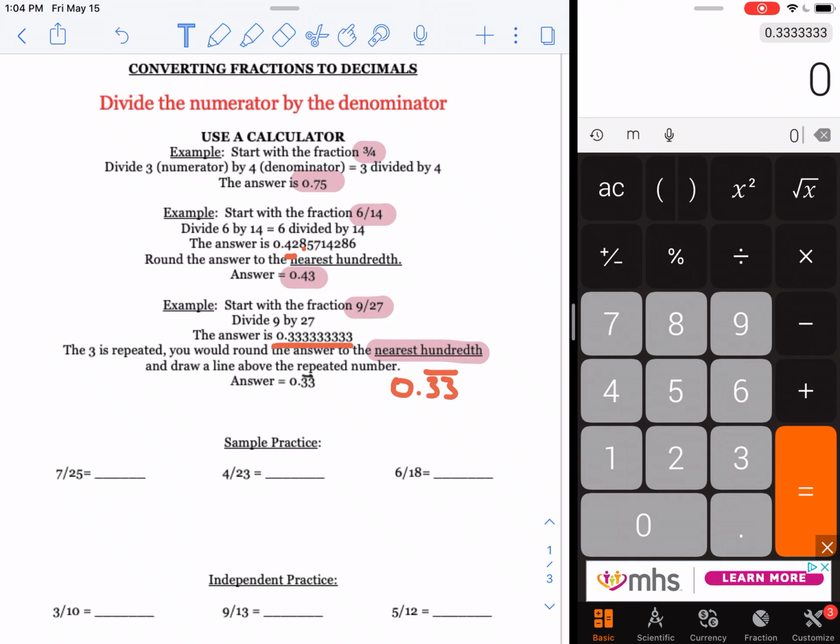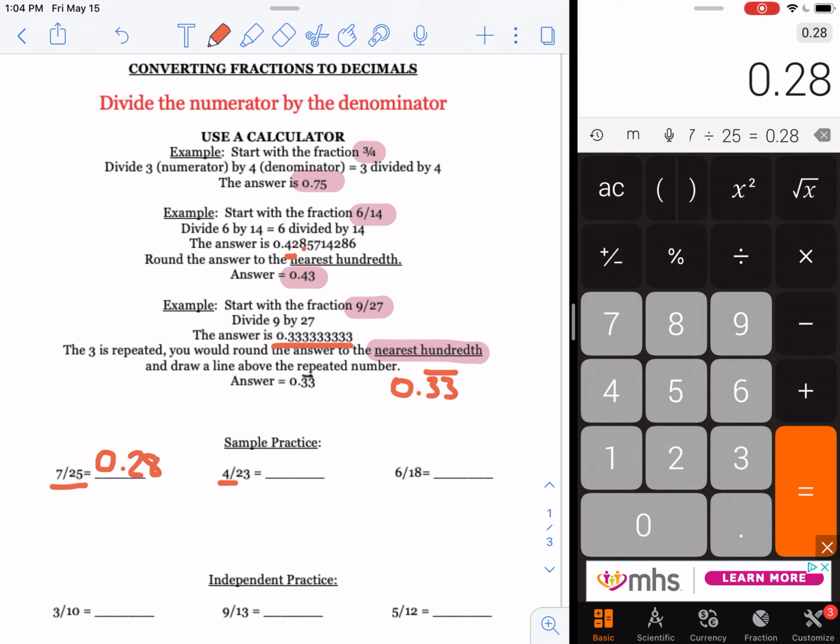So let's look at our 3 sample practice problems. The first one we're going to start with here is 7/25. Again, the rule is to just divide. Numerator divided by denominator. So 7 divided by 25. That's going to give us an easy answer of 28 hundredths. Remember, these are equivalent, so they're just 2 different ways to say the same number.